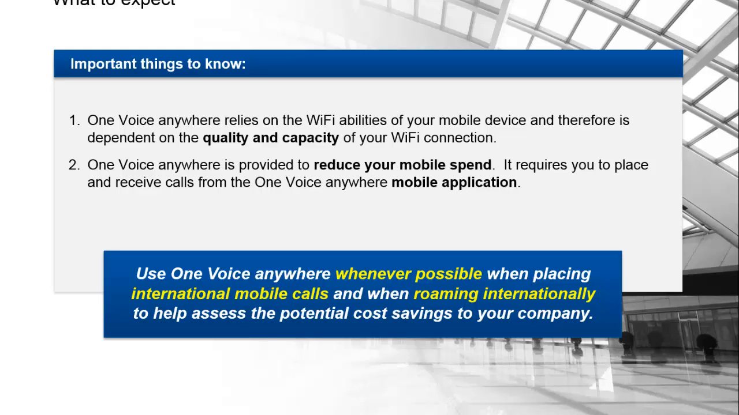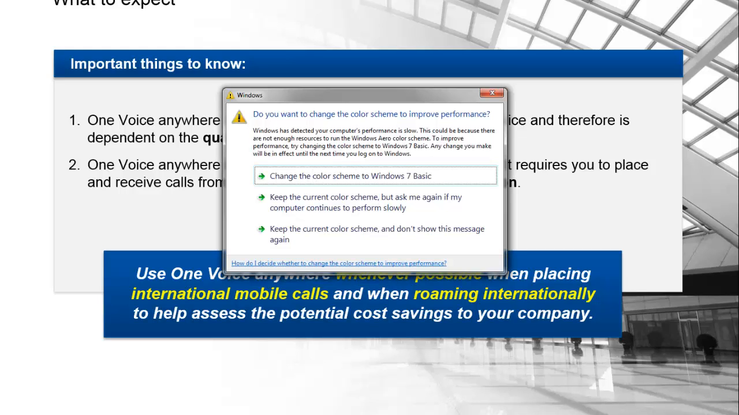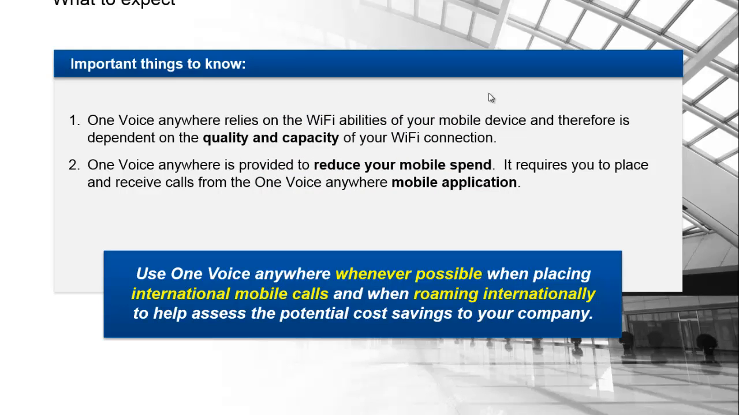of this issue. One Voice Anywhere is provided to reduce your mobile spend by placing calls from the One Voice Anywhere mobile app over a Wi-Fi connection. In order to realize these savings, when you call internationally or travel internationally, it is very important that you place and receive calls from your One Voice Anywhere mobile app. Use One Voice Anywhere whenever possible when placing international mobile calls and when traveling internationally to help assess the potential savings to your company.